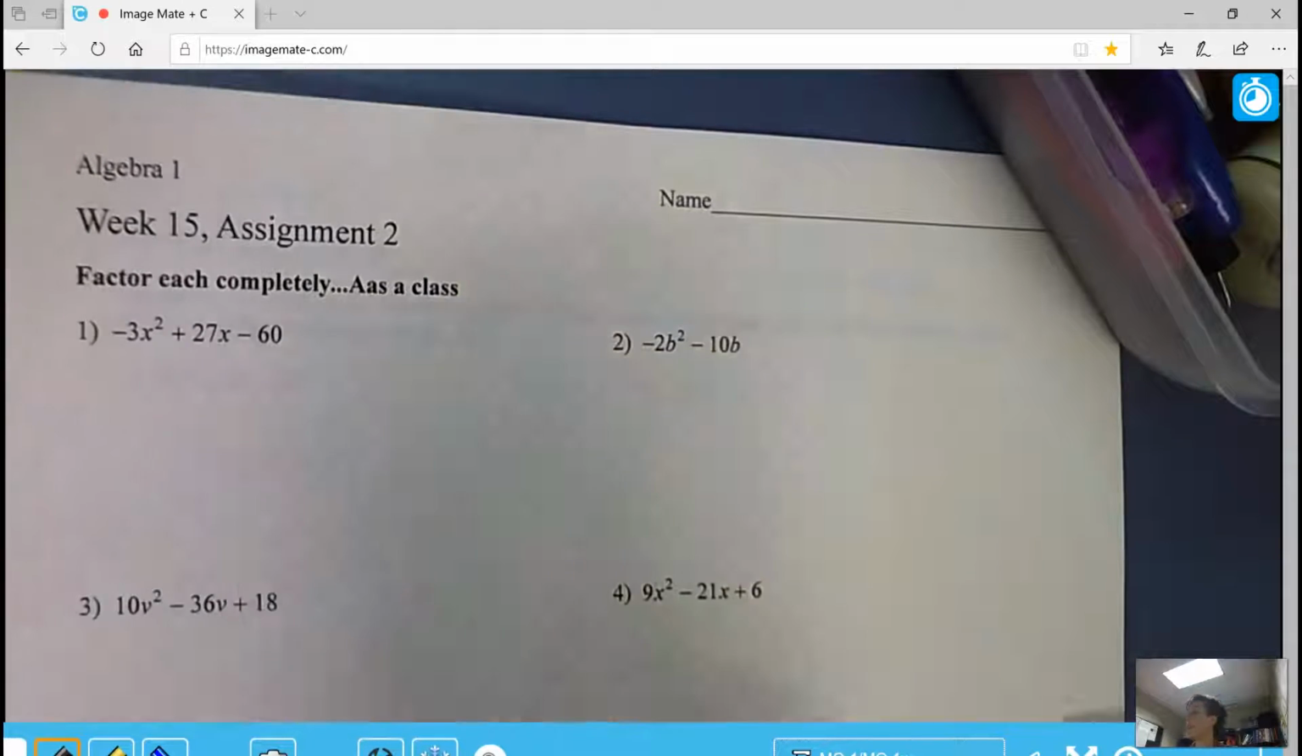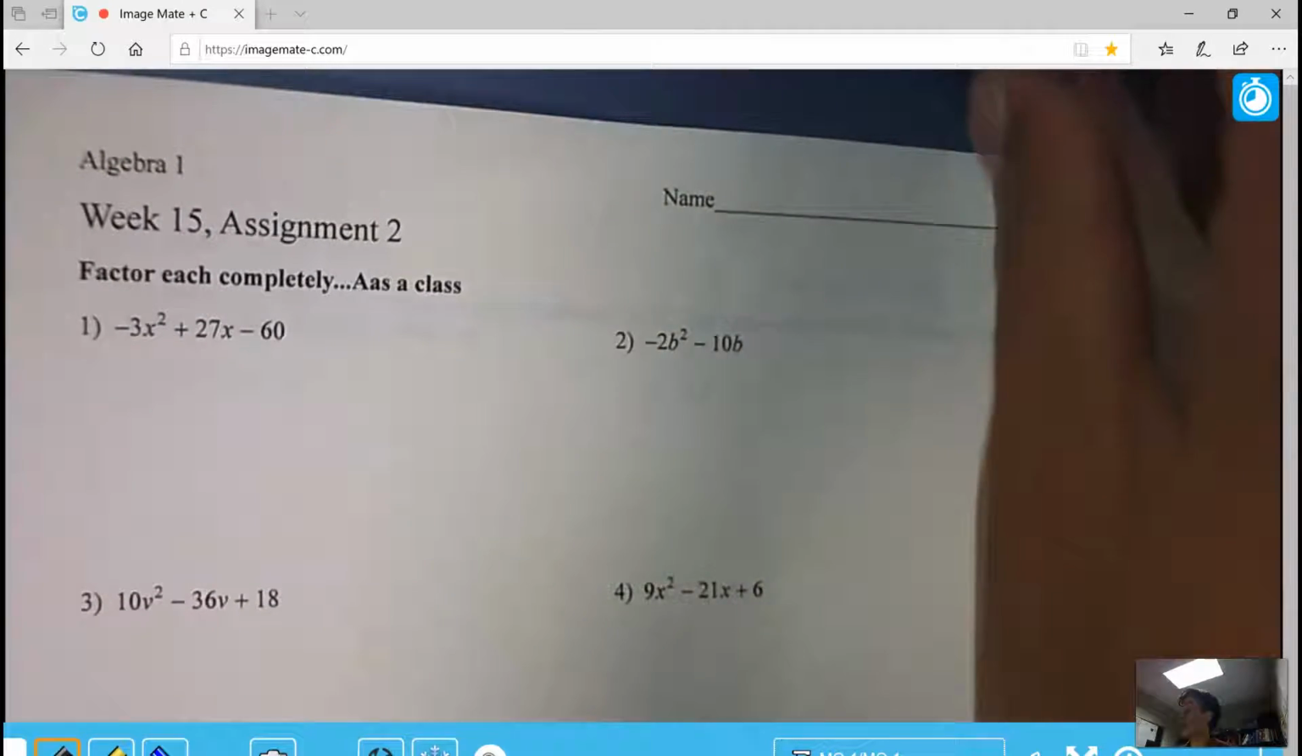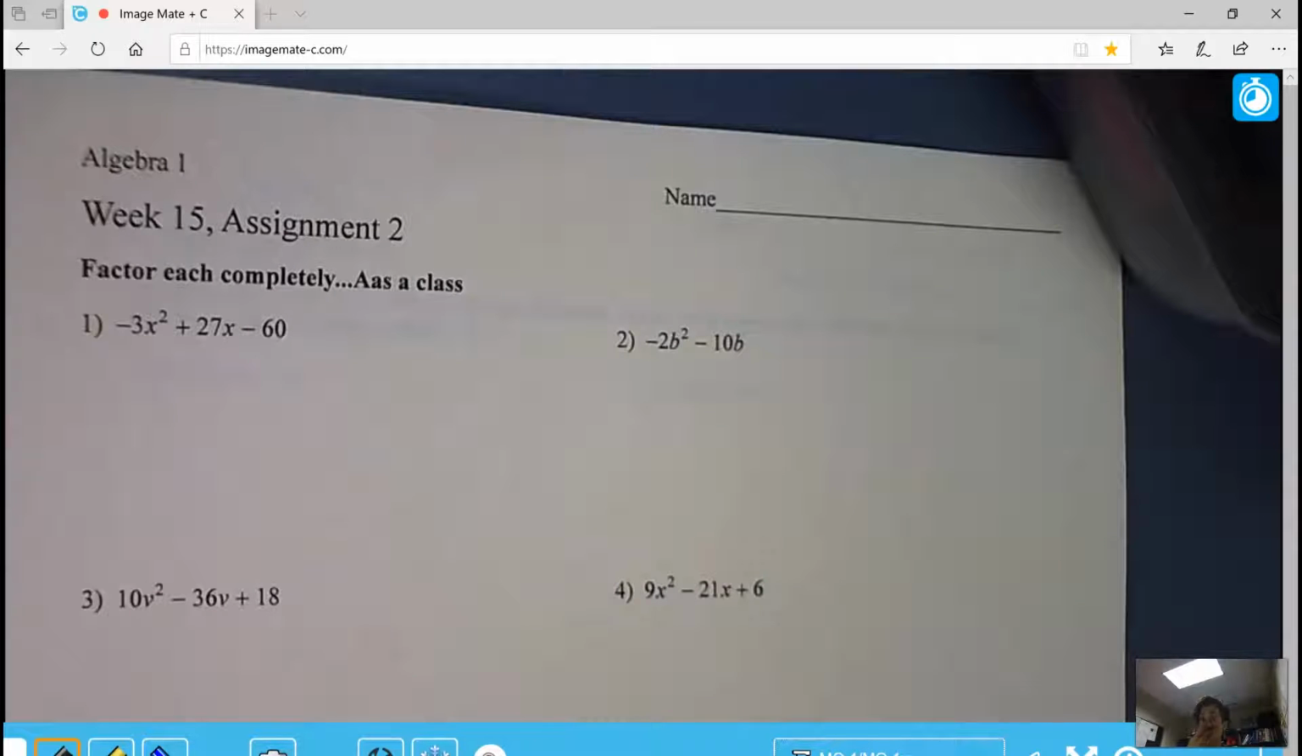Just a note, there are the answers there that you can check as well, and we're going to do the same thing that we did in assignment 1. We're going to be doing the first 6 together, and then I'm going to ask that you complete the last 4 on your own, okay?